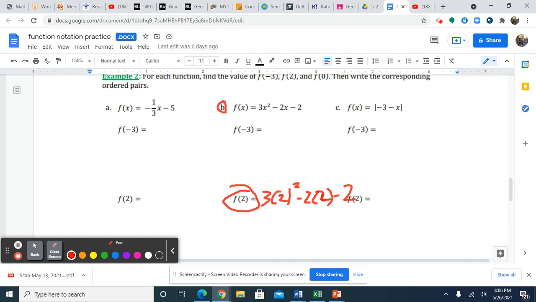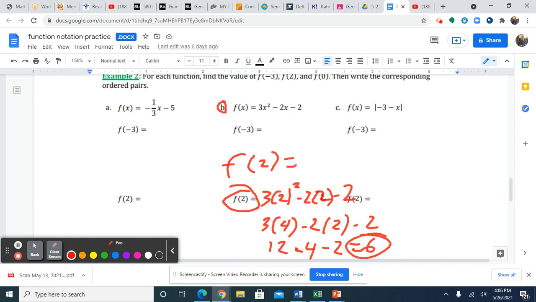So our order of operations tells us that we're going to do exponents first. So 2 squared becomes 4, so we have 3 times 4. We're going to multiply from left to right. 3 times 4, which is 12. And then -2 times 2 is -4. And then we just subtract from left to right. 12 minus 4 minus 2 will end up at 6. So when x is equal to 2 for this function in specific, our answer is 6.